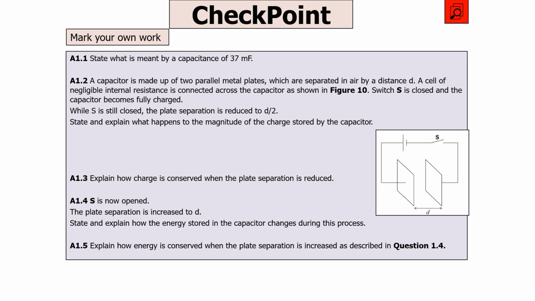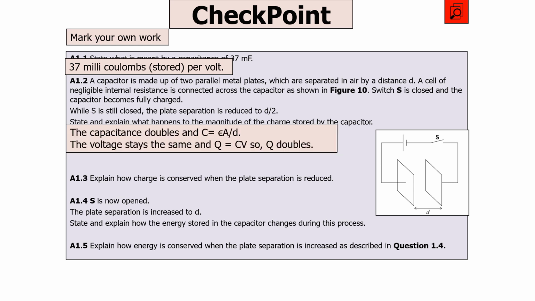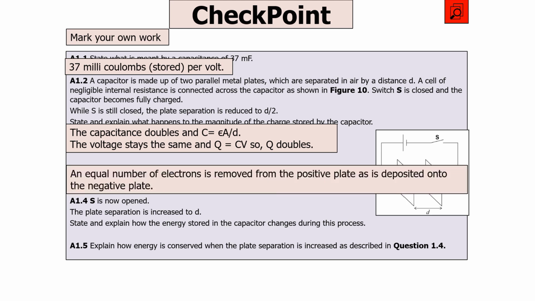Right, you've got to learn what the definition of capacitance is. It's how much charge is stored per unit volt. So this would be 37 millicoulombs stored per unit volt. In this next question, we know our equation to be C equals A E0 ER over D. So therefore capacitance doubles because of the fact that the separation has been reduced to D over 2. So therefore it's inversely proportional, so capacitance will double. We know voltage stays the same in this question, so Q equals CV. So if C is doubling, Q is doubling. Now charge will be conserved because an equal number of electrons is removed from the positive plate as is added onto the negative plate, so therefore overall the capacitor is uncharged.